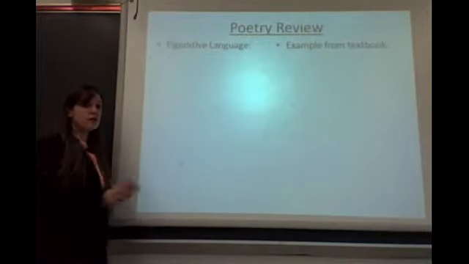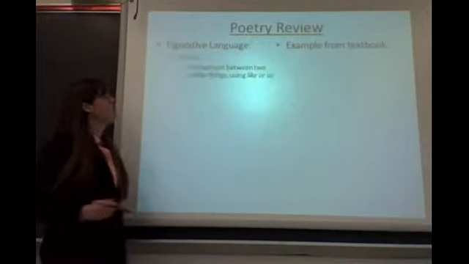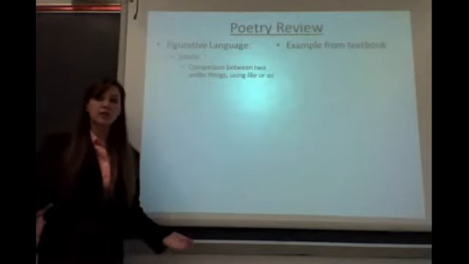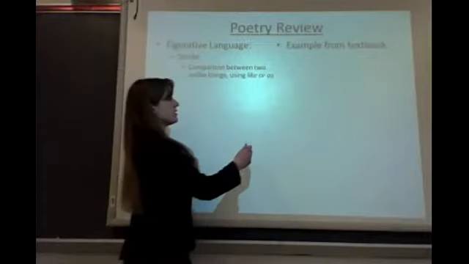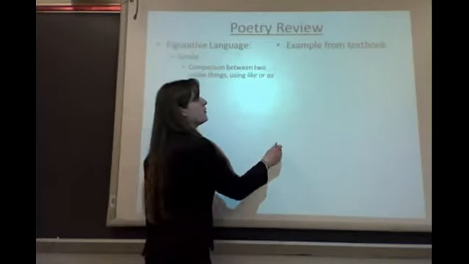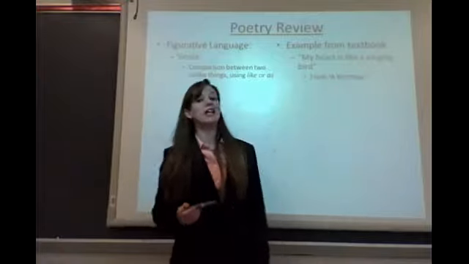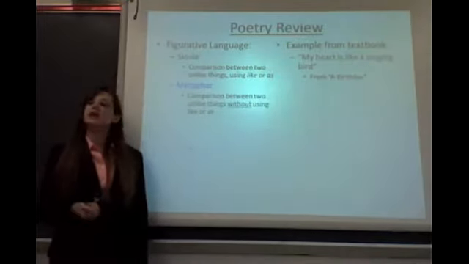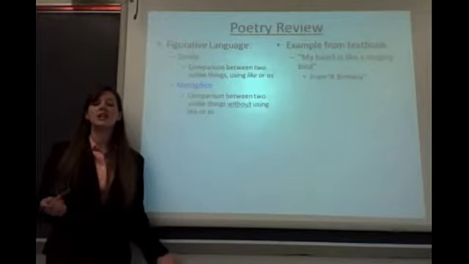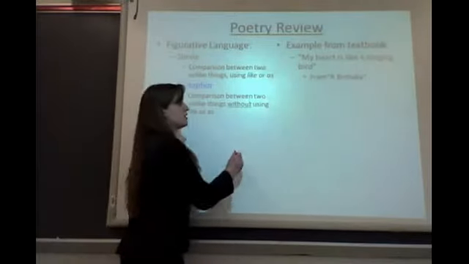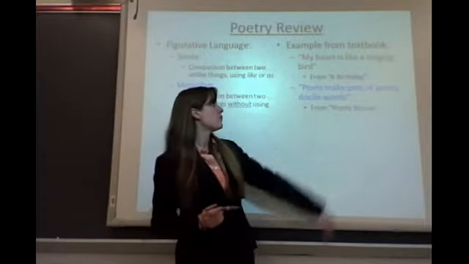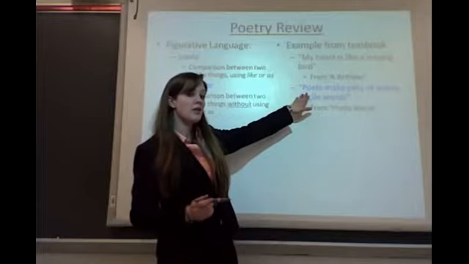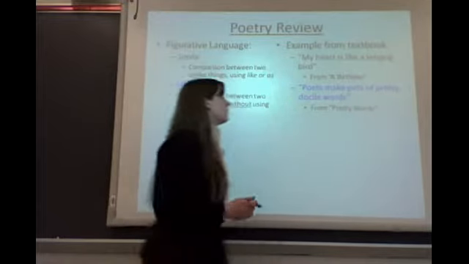We've also gone over different types of figurative language. The first one you are all very familiar with, simile. That's comparing two things using like and as. The example from our textbook, "My heart is like a singing bird." The next example, of course, then, is metaphor, comparing two things not using like or as. Poets make pets of pretty docile words. Again, you can point out here as well that there's alliteration with the P's.